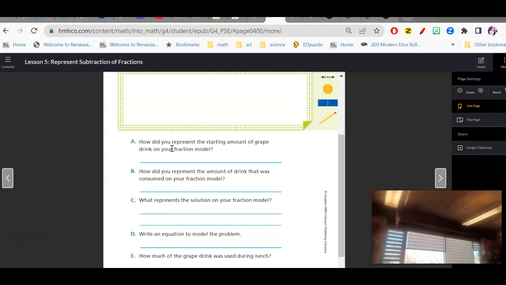All right. So A says, how did you represent the starting amount of grape drink on your fraction model? Well, we did that by shading in 9/10 of the fraction block, right? So we shaded in 9/10 of our fraction model, right?